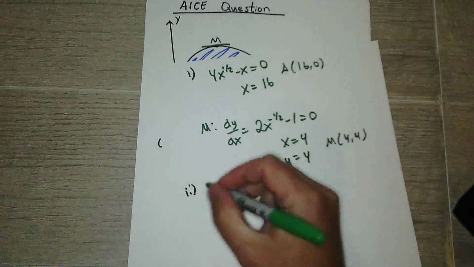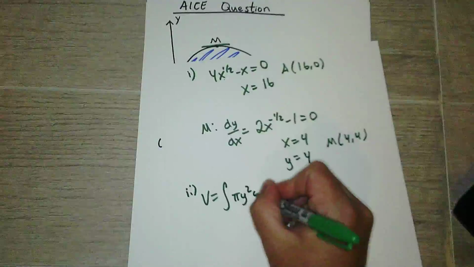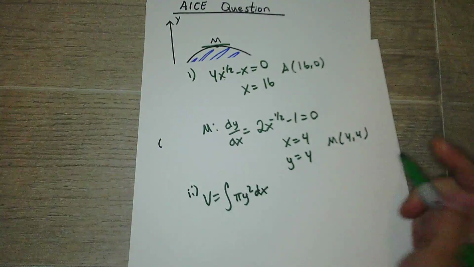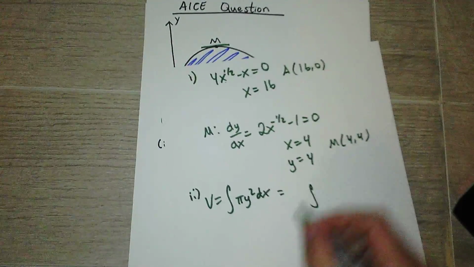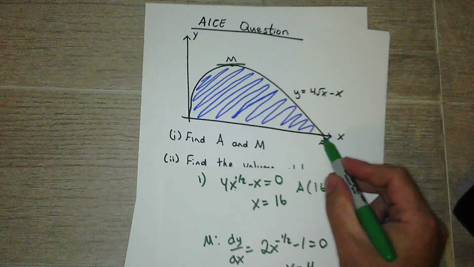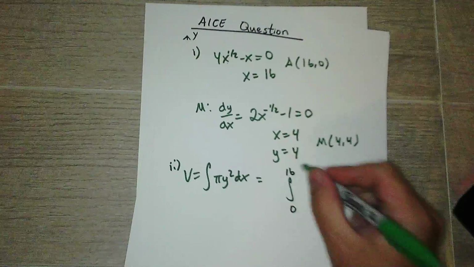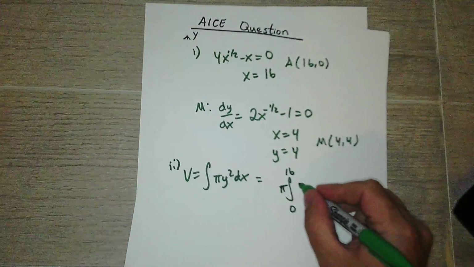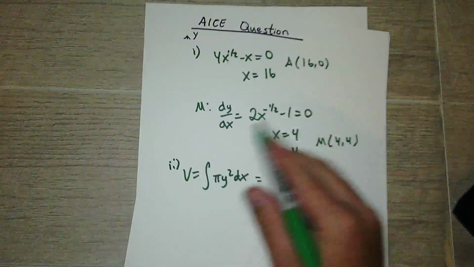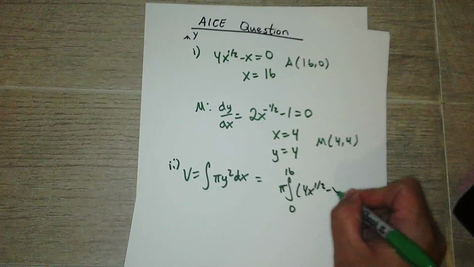Alright, and volume obtained. So volume is pi y squared dx, since we're going about the x-axis. Okay, what's my limits? From origin, so 0 to 16. Okay, pi and then we take the square of that.